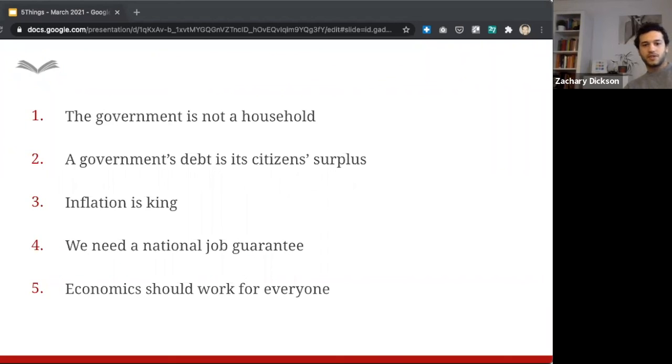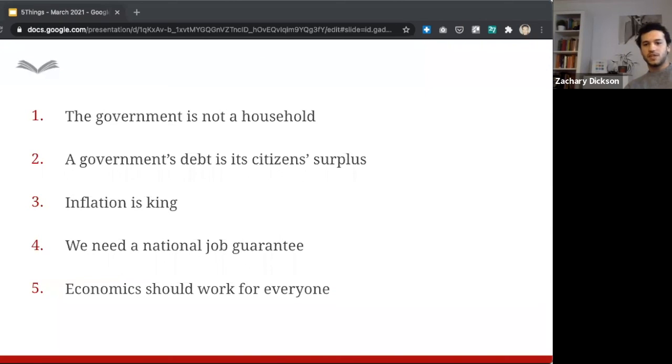The third point is inflation is king. Oftentimes, when you start talking about printing more money or making an argument to print money, you're going to hear, what about inflation? That would be, I think, right at the top of just about anyone's list. But MMT, or modern monetary theory, doesn't ignore inflation at all. It's quite the opposite. It positions inflation as the chief determinant of the amount of fiscal stimulus that can be provided.